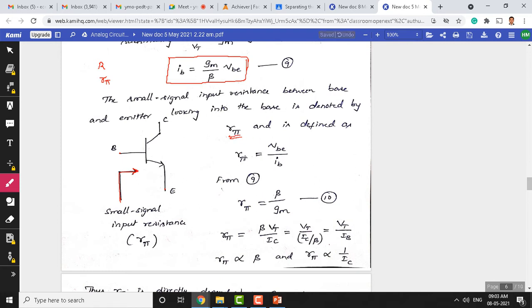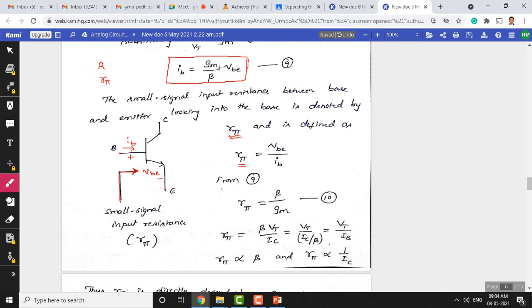From a mathematical point of view, R pi is nothing but the AC base emitter voltage, this is VBE, let me write it here, here we have VBE, and the AC base current here, IB. The ratio of this VBE by IB gives you the R pi here. So this is the resistance which is measured between the base and the emitter here. Okay.